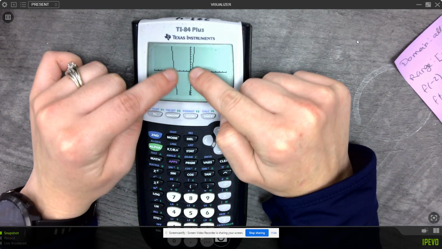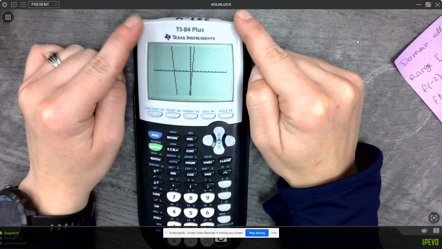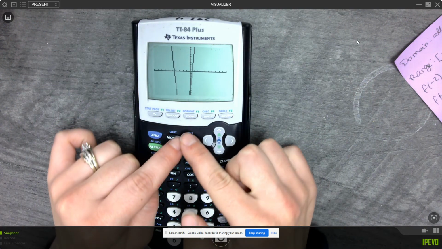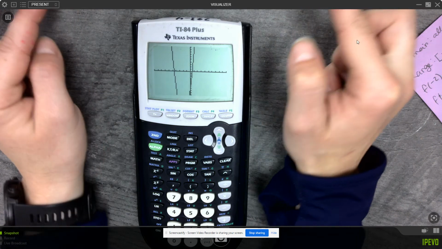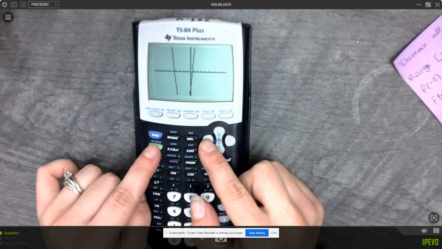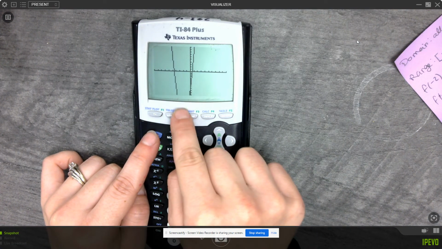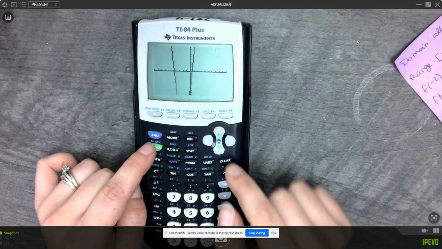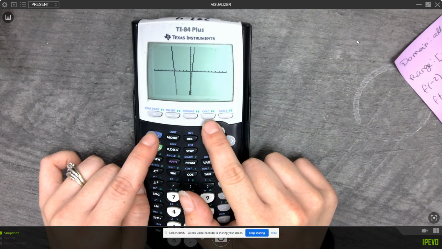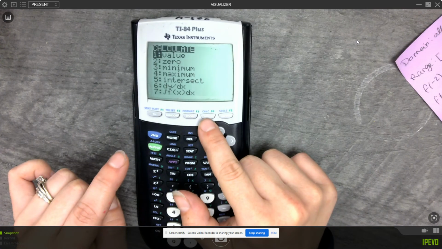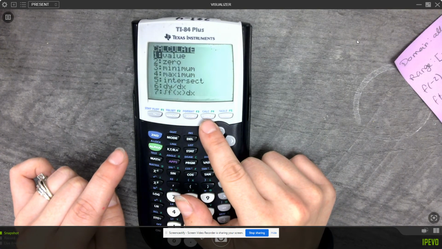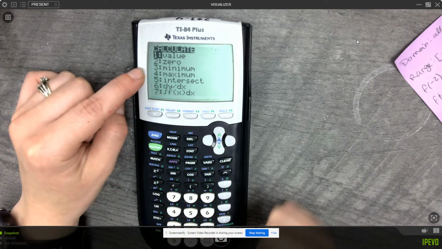But what I want to point out is, see how this is opening? You can tell that's getting wider up here. So your parabola has a vertex somewhere down here because it's opening upward. So I need to know that. I need to know that it's somewhere down here and not somewhere up here. Then you're going to go second, trace.